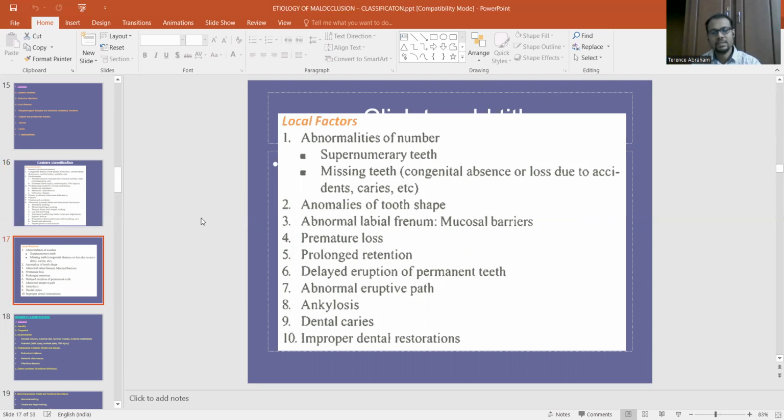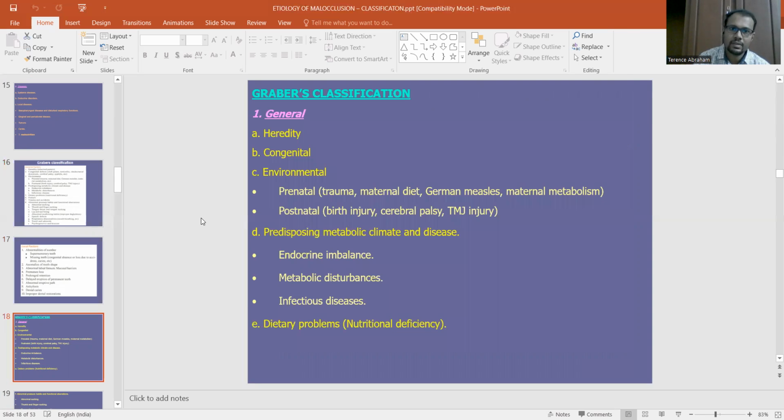All these eruption or exfoliation disturbances can cause malocclusions, abnormal eruption pathway, ankylosed tooth, dental caries, improper dental restoration. That means in the case of high points after restorations, if there are any occlusal prematurities, they can cause pseudo class 3 or TMJ problems. So these are the general and local factors of malocclusion by Graber.